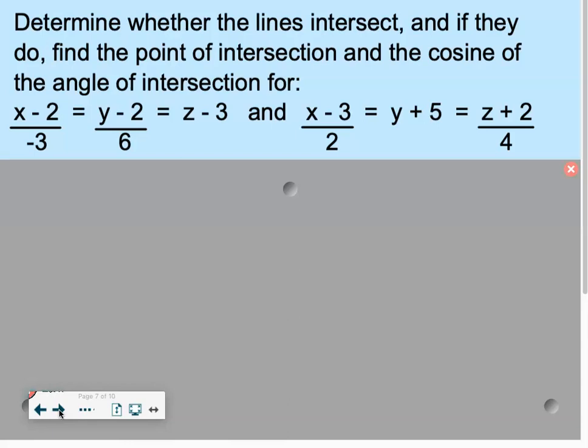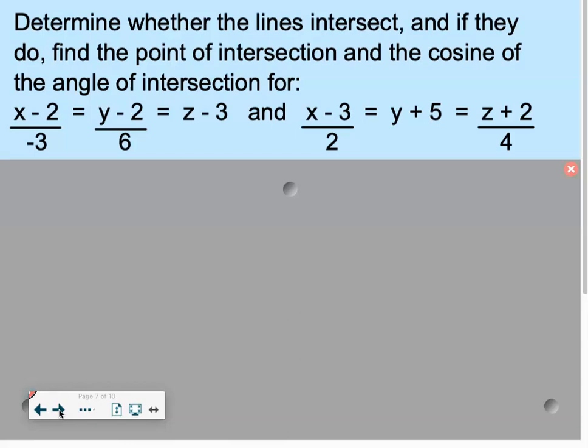But anyway, all right, because this question is actually quite a big notch up. Here's what we're going to do. We're going to determine whether these lines intersect, and if they do, we're going to find the point of intersection and the cosine of the angle of intersection for these 2 lines. So this is trickier than you think.